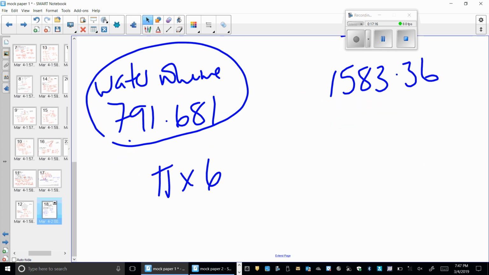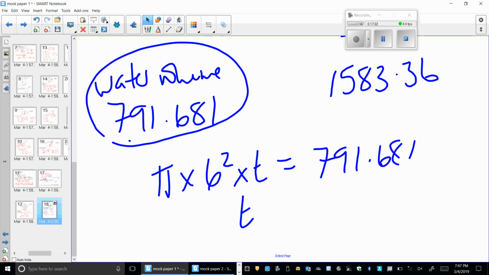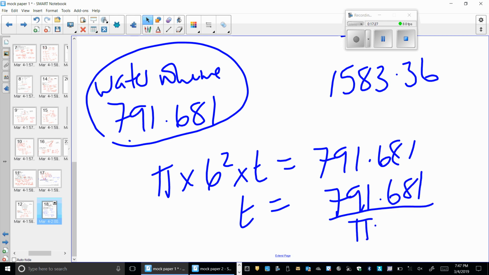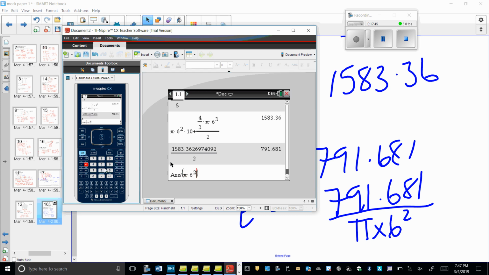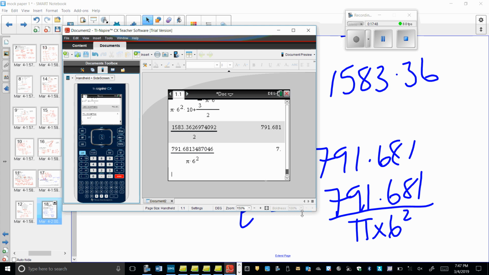Pi multiplied by 6 squared t is equal to 791.681. So t is going to be 791.681 divided by pi multiplied by 6 squared. So it's that divided by, is that bracket? Yeah, pi multiplied by 6 squared, which is 7.